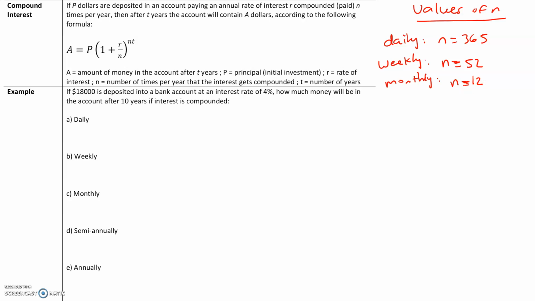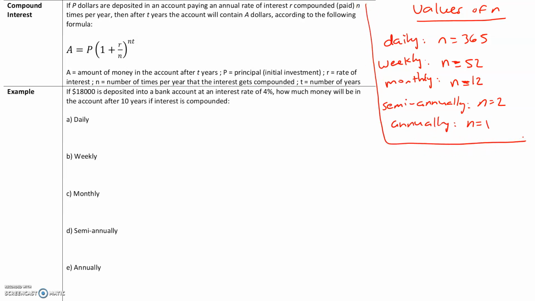All right, what about semi-annually? Semi means two, so semi-annually means it's going to get compounded twice a year. So the value of n equals 2. And then annually means that you only compound interest once a year, so n is going to equal 1. So these are the values of n.